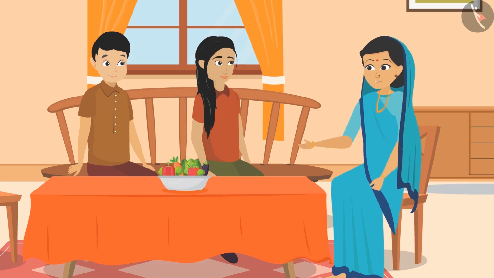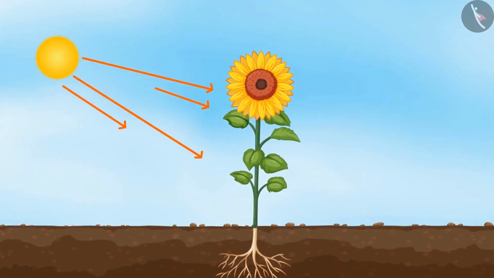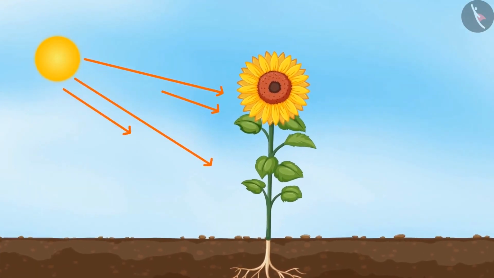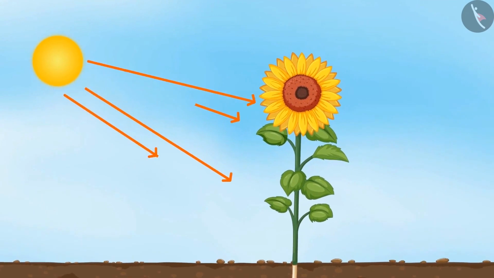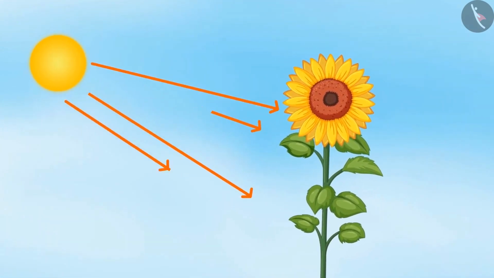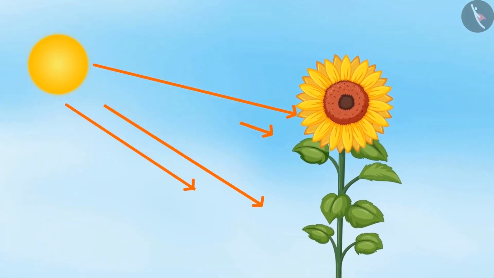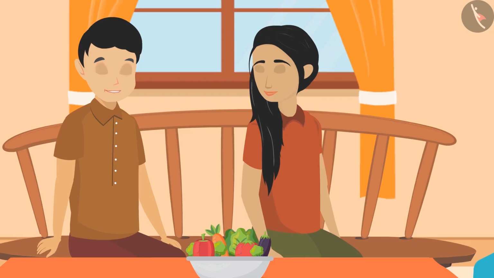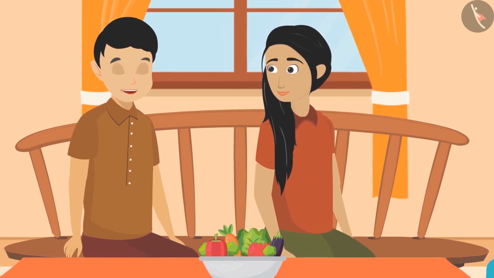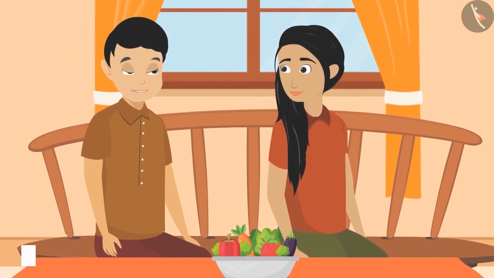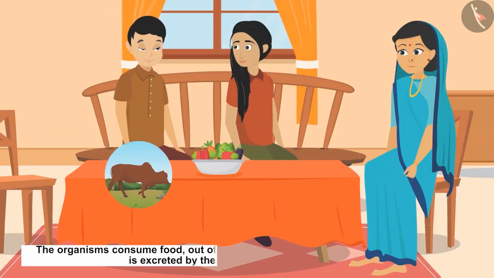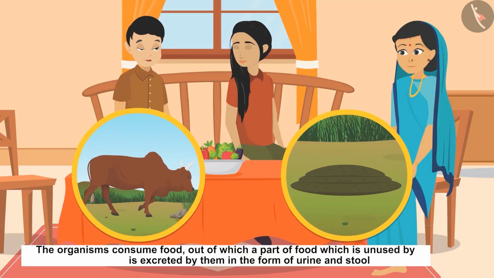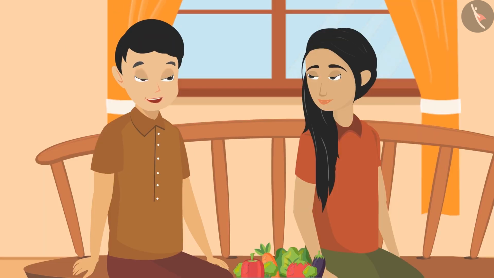And in fact, plants are the primary sources of food, as they make their own food through the process of photosynthesis. Other animals depend on them for their food, either directly or indirectly. Sonia, one more thing. The organisms consume food, out of which a part unused by the body is excreted in the form of urine and stool. All the organisms do this.